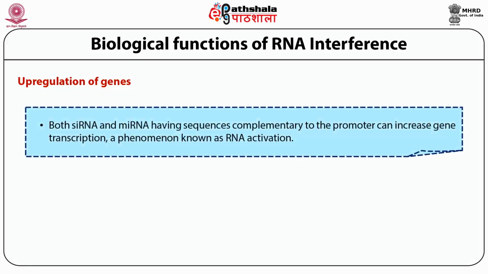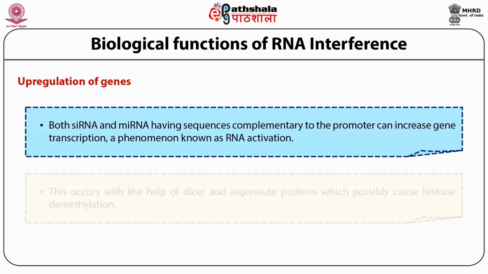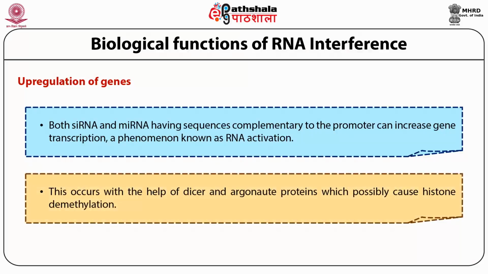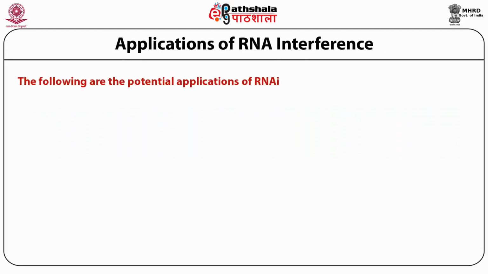Yes, both siRNA and the microRNA having sequences complementary to the promoter can increase gene transcription, a phenomenon known as RNA activation. This occurs with the help of the protein enzyme dicer and the argonaute proteins, which possibly cause histone demethylation. The following are the applications of RNA interference. As of now, not all of them have been implemented, but they're under different stages of development.